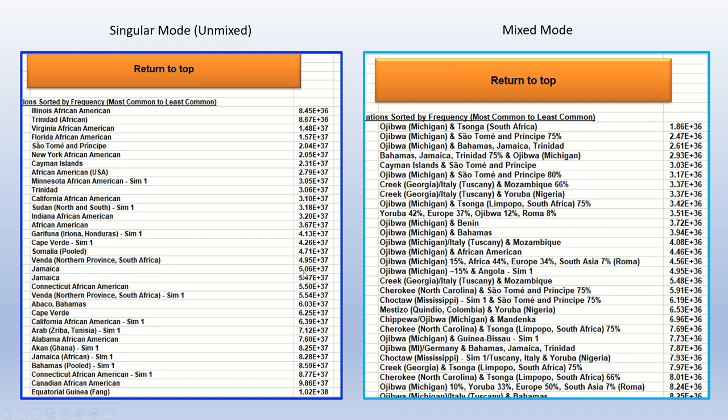This is 5.06 times 10 to the 37. That's how you read that. And up here at the top, it's 8.45 times 10 to the 36. So you have almost 1 power of 10 difference between the first match and her Jamaican match. And so indicating that she is definitely strongly admixed.